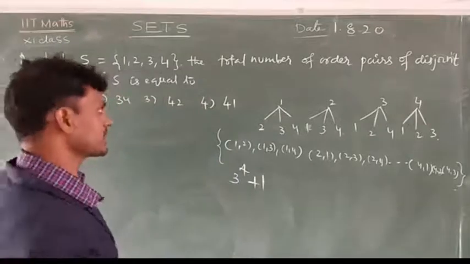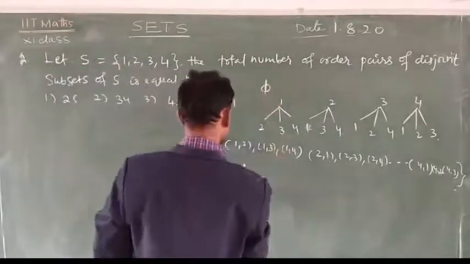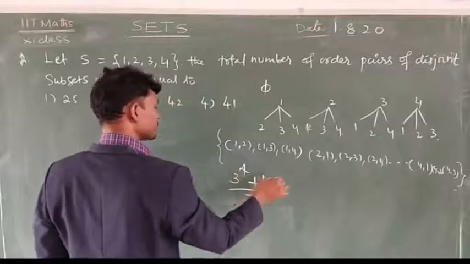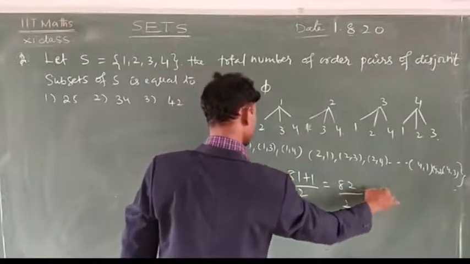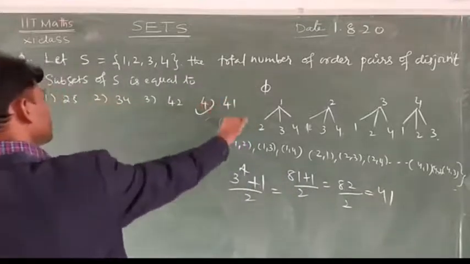That is the null set. The null set is a subset of all sets, divided by 2. Here 3 power 4 is equal to 81, plus 1 is 82, by 2 is equal to 41. Our option is the fourth one. Note down.